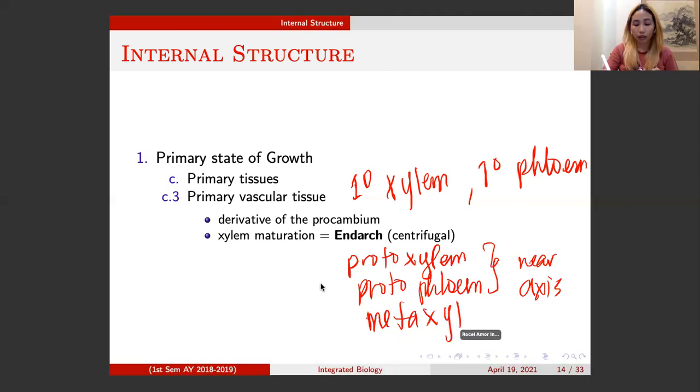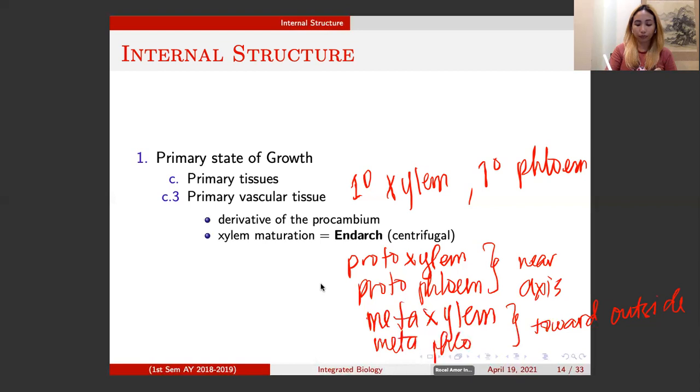So towards the outside. Okay, so metaxylem and metaphloem. So yung formation nila, pag na-form yung metaxylem near the axis, the next formations will be palabas.